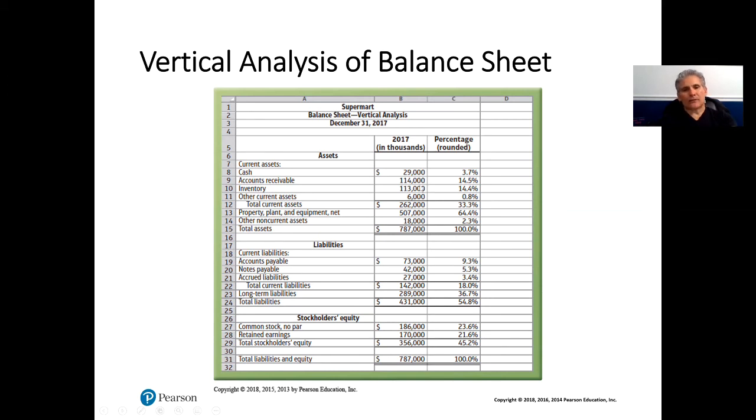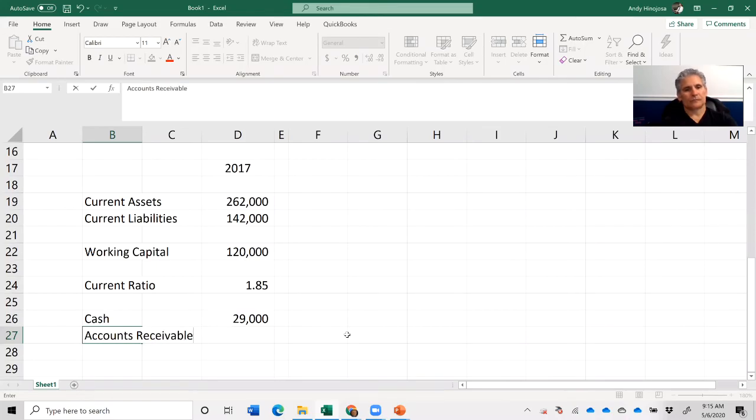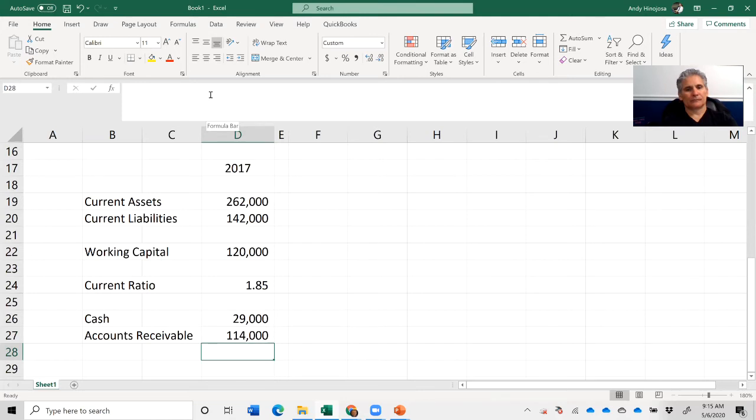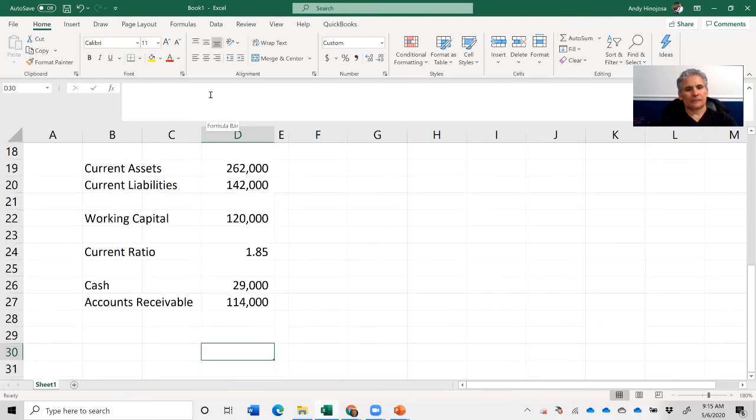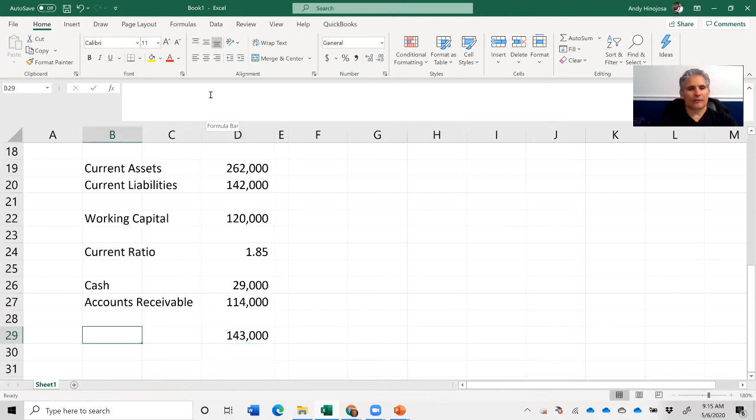So 29,000. Say we have cash. It's 29,000. We have accounts receivable, 114,000. We're going to add these two together. We have 143,000. So cash and AR. Again, if we had short-term investments, we would include that in here, but we don't.